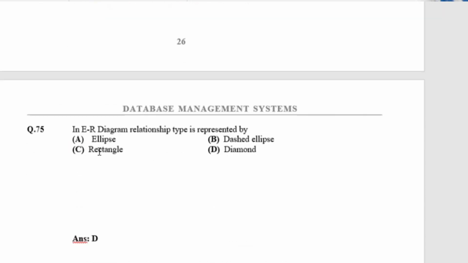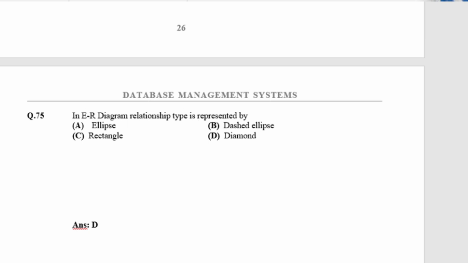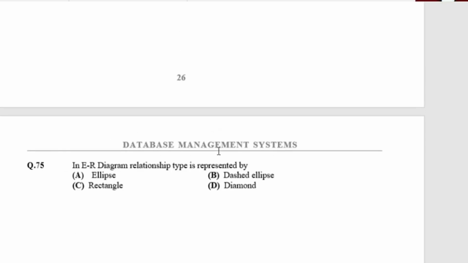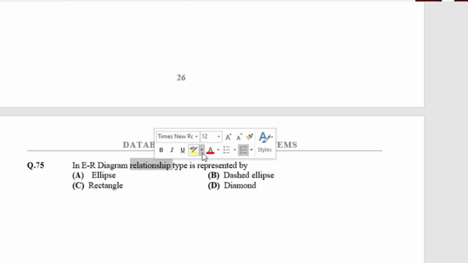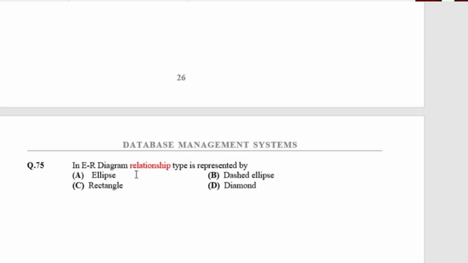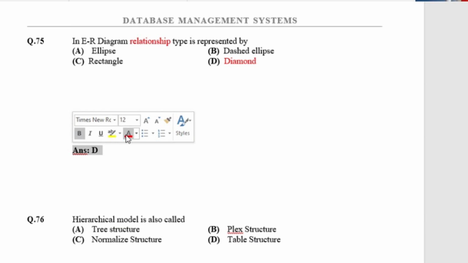Next one, in an ER diagram, a relationship type is represented by: A, ellipse; B, rectangle; C, dashed ellipse; D, diamond. Then a relationship is represented via a diamond shape. The standard geometric symbol, the diamond shape, represents a relationship in an ER diagram. Then the possible answer is D.